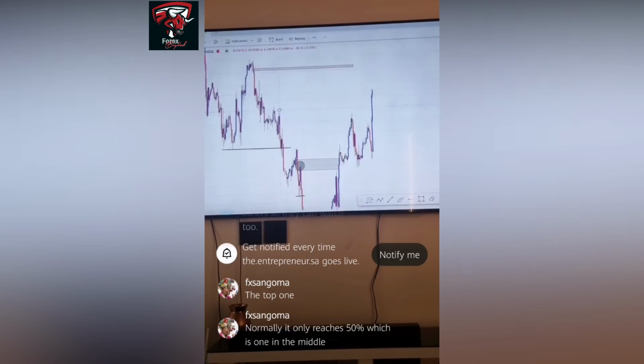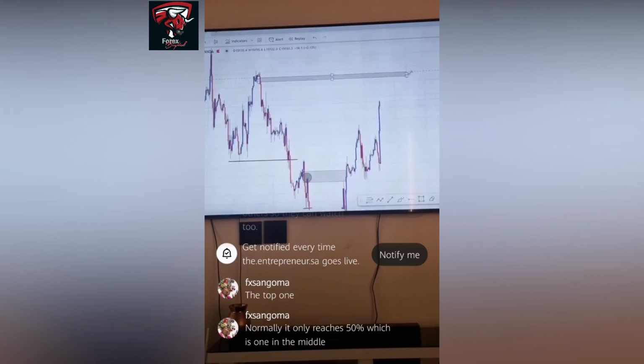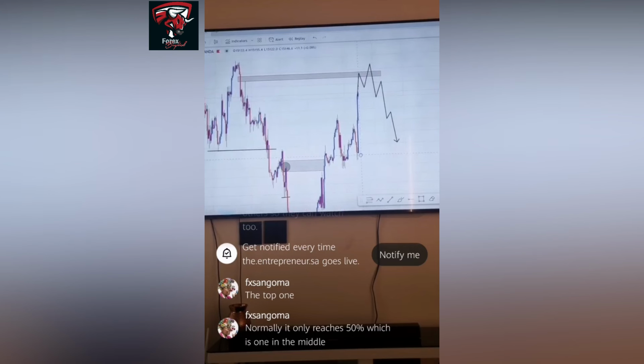So I would now say price could come to this extreme imbalance. So price would come to this level, and this is just an inducement. Everybody's looking at this level to sell off. So price comes to this level, comes down, and then goes to the extreme imbalance. And then from the extreme imbalance, gives us a change of character. And then from there, price starts to fall. You with me?